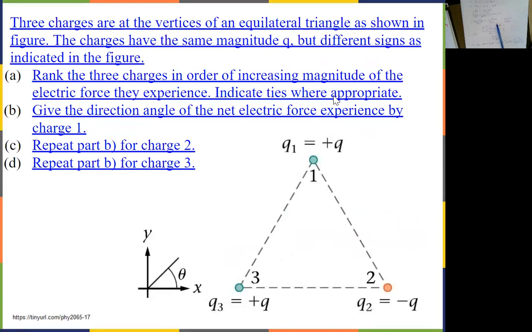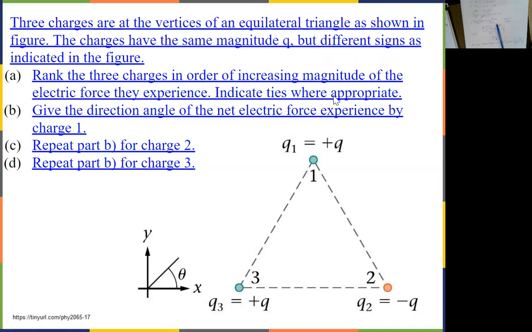So we will take a look at one example here. This one says you have Q1, Q2, and Q3, three charges. Q1 is positive Q, Q2 is negative Q, Q3 is positive Q. They are at the vertices of an equilateral triangle as shown in the figure. The charges have the same magnitude Q but different signs as indicated.